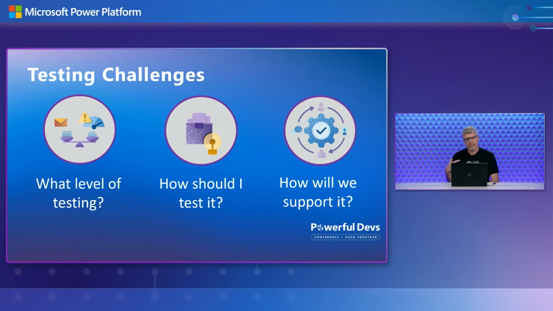The second one is going to be, okay, how should I test it? Should I be testing things in isolation? How can I be bringing pieces together to test them together? Or am I trying to do end-to-end tests to validate how that whole business process works? And then finally, how are we going to support this?